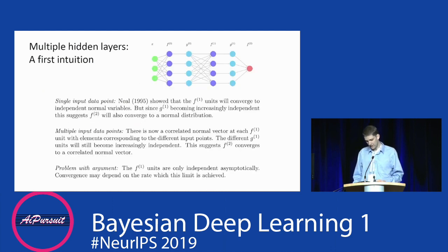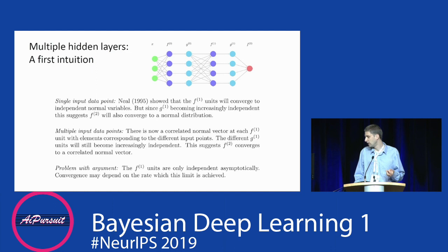So why would we expect there to be a central limit theorem here at all when we have multiple hidden layers? Well, I'm going to start with an intuition. So Radford Neal, as I've already mentioned, let's imagine feeding a single input data point through, and let's look at one of these F1 units. There will be a single random variable at that point, and each of those F1 units is going to converge to independent random normal variables. That will mean that the push forward through the non-linearity is also increasingly independent. And since F2 is a sum of increasingly independent terms, we might therefore expect that that converges to a normal distribution as well.